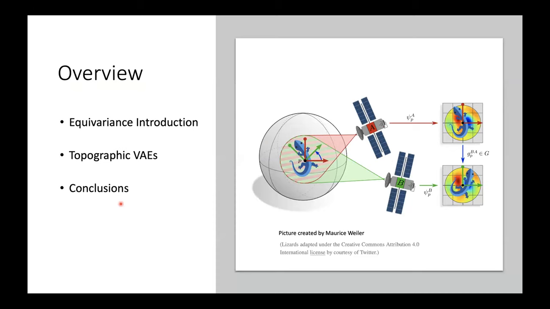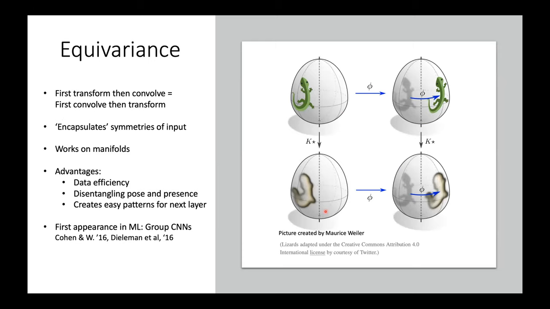Okay, so the overview of today's talk. Here is one of those beautiful pictures by Maurice, illustrating gauge equivariant neural networks, which is a topic I will not talk about today. I'll talk first a bit about equivariance, with a very brief introduction to the topic. This is also a kind of visual prior, obviously. Then I'll talk about these topographic VAEs, which are even more of a prior, to do unsupervised learning and find disentangled representations and equivariant representations. And then I'll conclude.